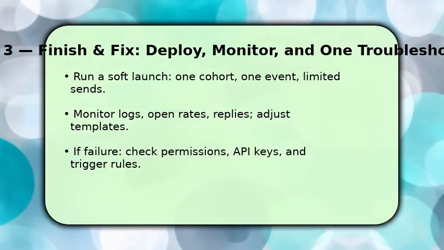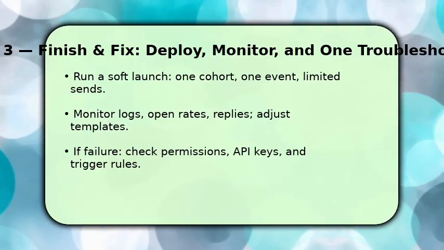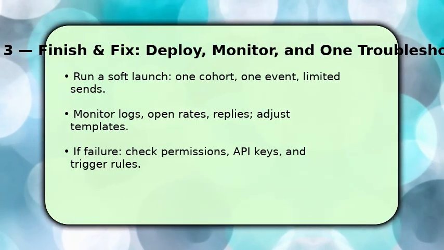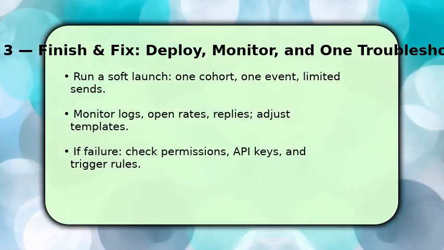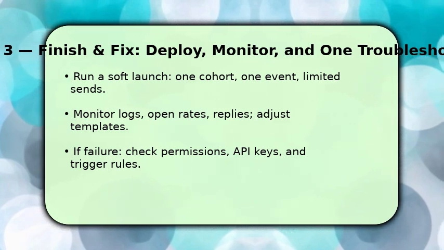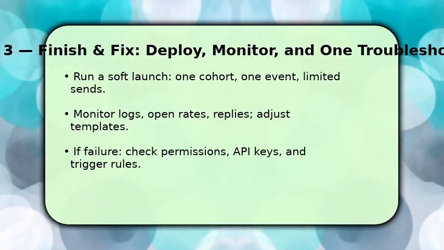If something goes wrong, messages stop, or data fails, first check permissions, API keys, and trigger rules. These are the usual culprits. If that doesn't fix it, pause the workflow, revert to the prior template, and contact support with logs attached.